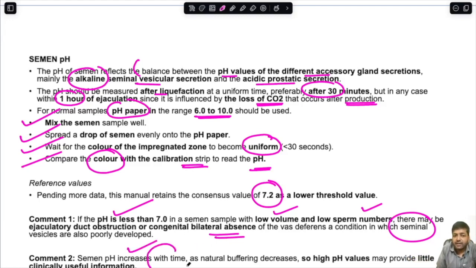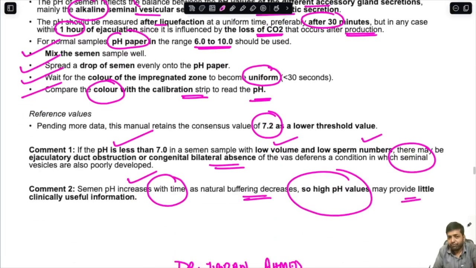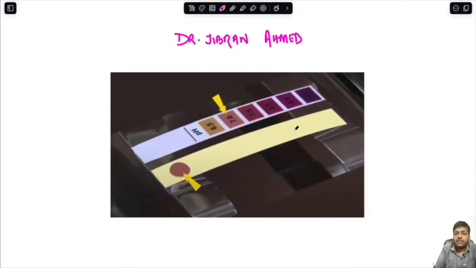Semen pH increases with time normally, as natural buffering decreases. So high pH values may provide little clinically useful information. As you can appreciate, this was a strip and over here a drop was placed. You can see the color and match it over here. Over here it is matching with 7. This is how you have to see the pH of the semen sample.